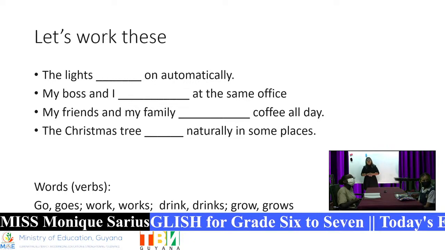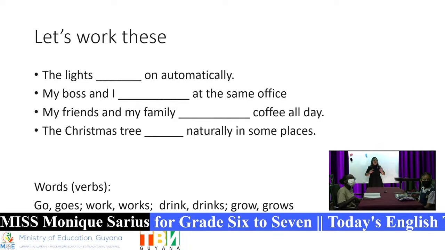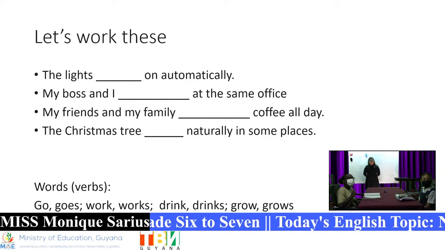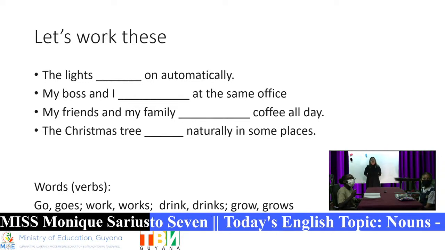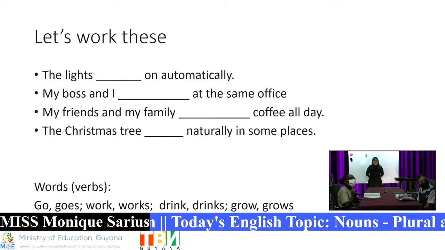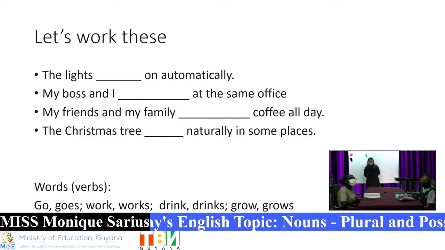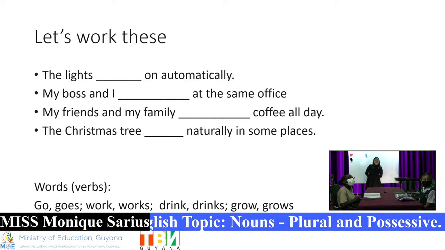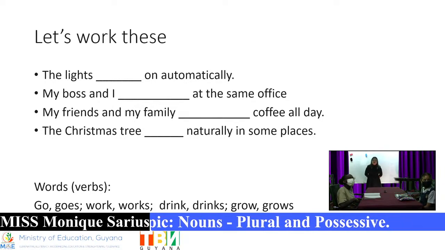So Alicia, the lights something on automatically. You read the entire sentence for me now. The lights go on automatically. Good. The lights go on automatically. Is she correct, Azaria? All right, she is correct. So let's go on to the second one, Alicia. Good job. My boss and I something at the same office, and there's supposed to be a full stop there to finish it. Go ahead. Which one?